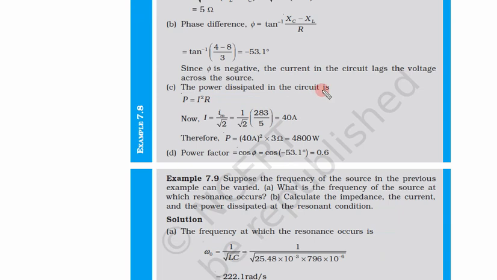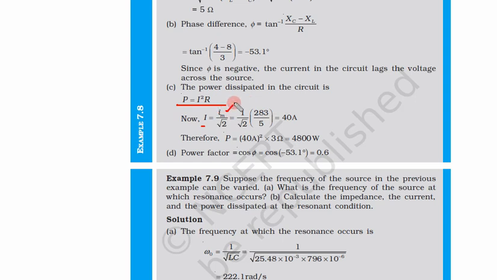Now what is the power dissipated in the circuit? We know power is equal to I square R, and what is the value of this I? I is equal to Im by root 2, that is, the maximum current divided by root 2.